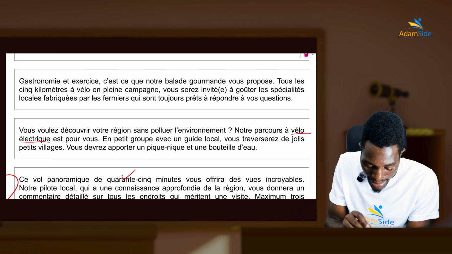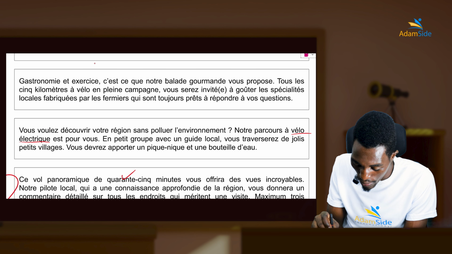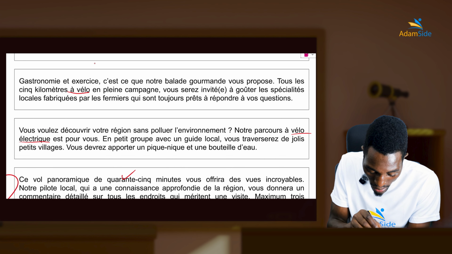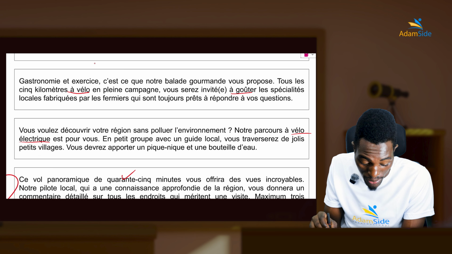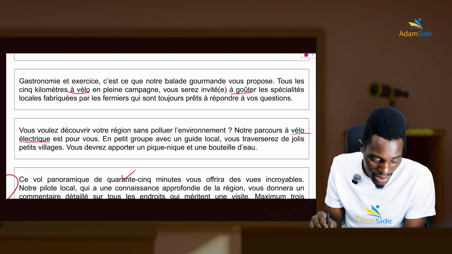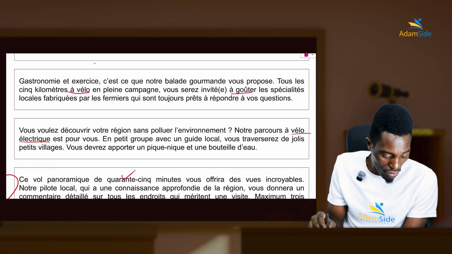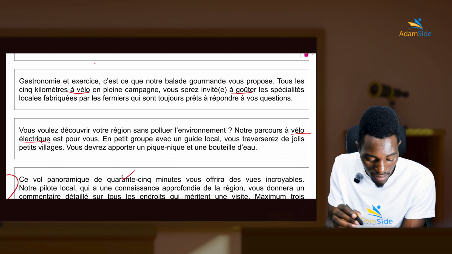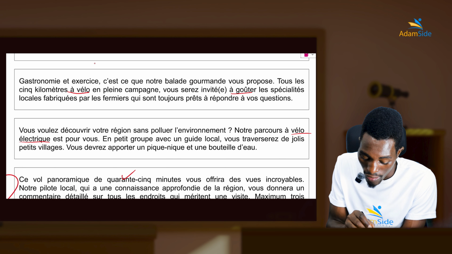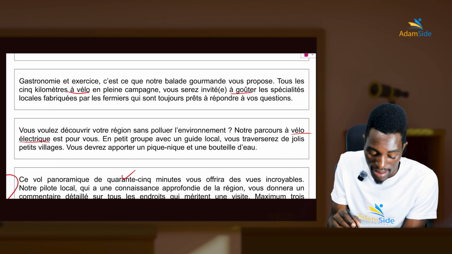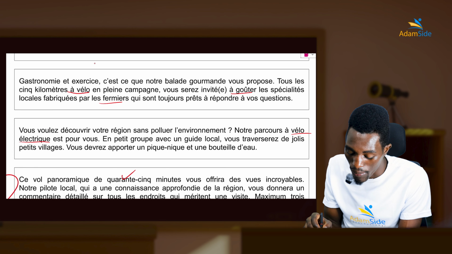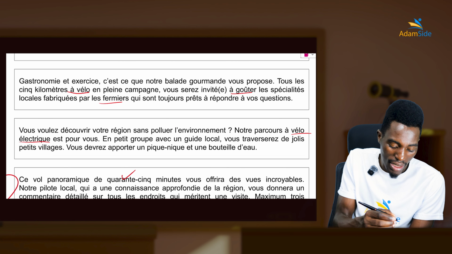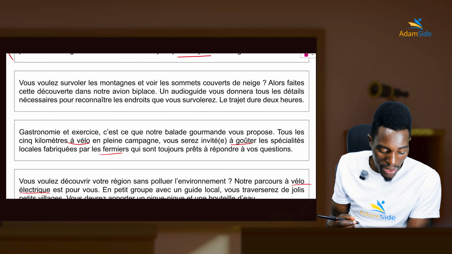Gastronomie et exercice. C'est que notre balade gourmande vous propose. Tous les 5 km à vélo, oui, correct. En plein air, vous serez invité à goûter les spécialités locales. So he said that he wants to see the products, fabriqué par les fermiers. They say they want to see the specialities, like the arts done with the farmers, qui sont toujours prêts à répondre à vos questions. So this question, then number 4 fits for Pierre.